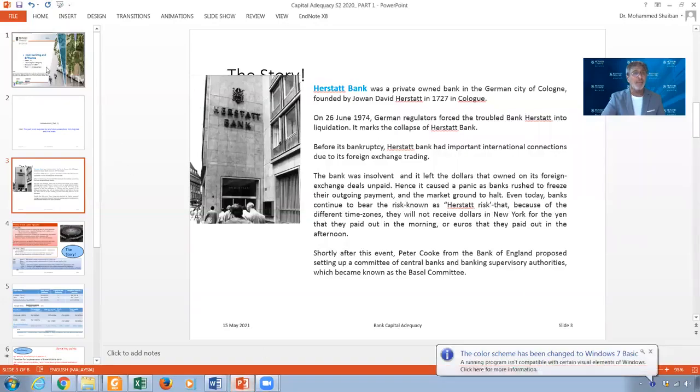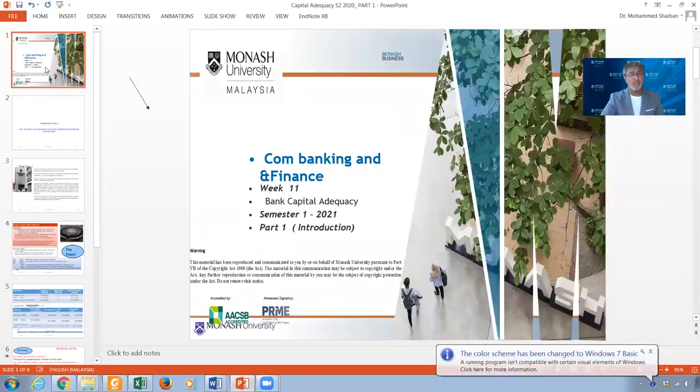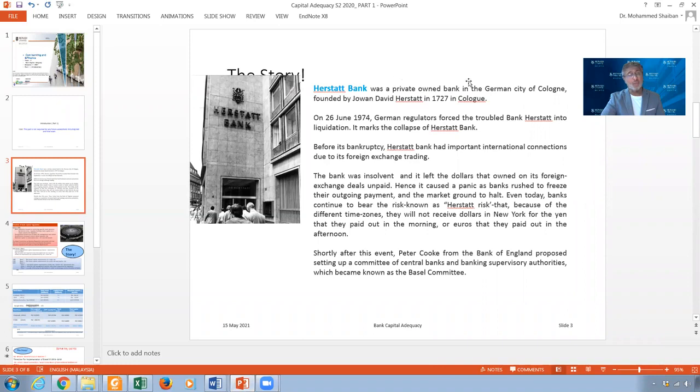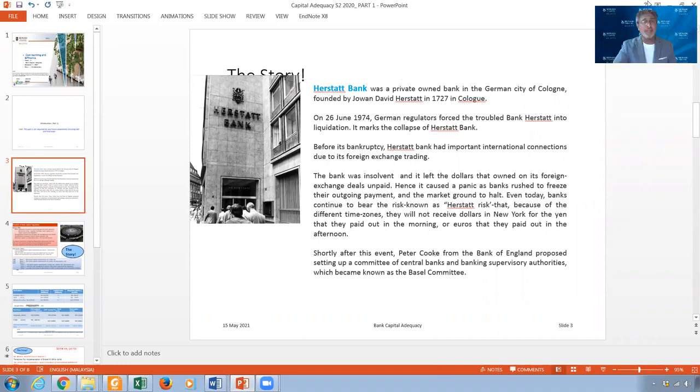Now, having said that, please allow me to give you some introduction about capital adequacy and how it came to the picture. So this is part 1 of this week. And as I mentioned, this part is not required for any future tests or exams. I just want to tell you the story of Basel and how it came to the picture and why banks are applying it.